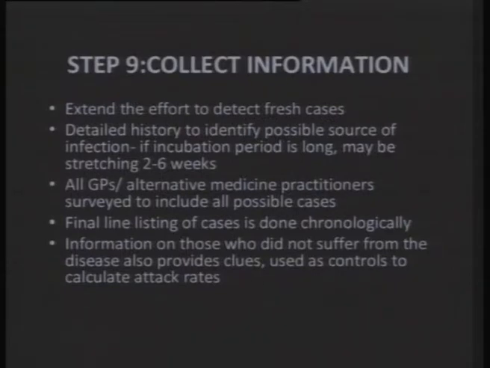Next step is to collect the information. It is more detailed information that we are looking at now, and it is to extend the effort to detect fresh cases where detailed history is taken to identify possible source of infection. Certain outbreaks like viral hepatitis of the A type or the E type have longer incubation periods, so you may have to take a history which is stretching 2 to 6 weeks. It's a little difficult because one does not necessarily recollect history of intake of food or water which is maybe 2 weeks or even 6 weeks old. All general practitioners, alternative medicine practitioners need to be surveyed to include all possible cases. They need to be alerted what the case definition is that you are looking at, because many of the patients may not even land up at the sub-center or the primary health center.